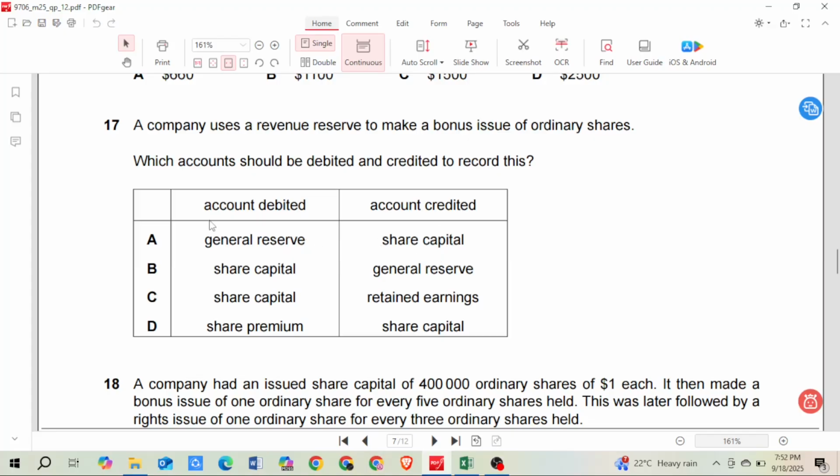If I look at the other one, share capital account debit and general reserve credit, this is not the correct answer because here money is taken out from the share capital and put into the general reserve. That's not what we do when we issue bonus shares. Same thing here: share capital account was debited and it was put into the retained earnings. And the last one is share premium account to share capital account. This time we did not use the general reserve; we used the capital reserve to give a bonus issue, so this is not the correct answer as well. So your right answer is A, general reserve account debit and the share capital account credit.